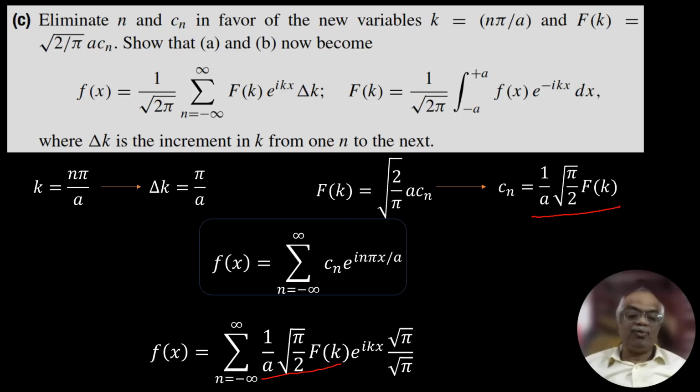And what is k? n pi by a. Here we have to eliminate n also. n pi by a is nothing but k. So this exponential term can be rewritten as e power i kx, because k is pi by a. So k x, and I am multiplying by square root of pi and dividing by square root of pi. Now the running index is changed from n to k. So this is k equal to minus infinite to plus infinite.